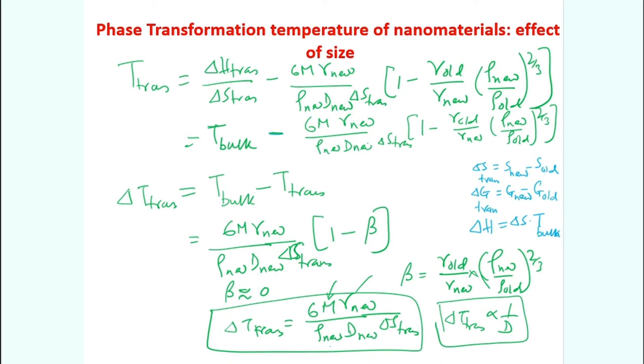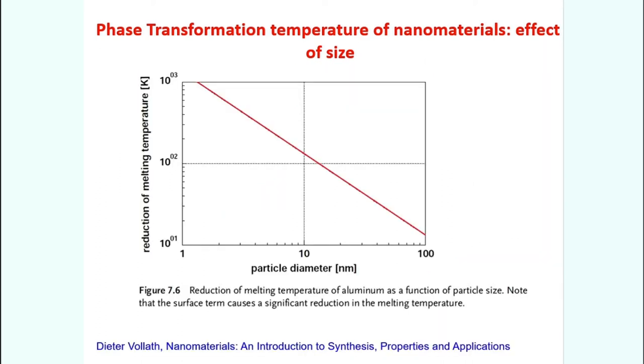You can see thermodynamics is so powerful. It gives you all the fundamental relationships which you have derived so far. Okay, so this is the same thing taken from Dieter Bohler's book, reduction of melting temperature, again delta T, as a function of particle diameter for aluminium. And you can clearly see that temperature is going down from 10 to the power 3 to 10.